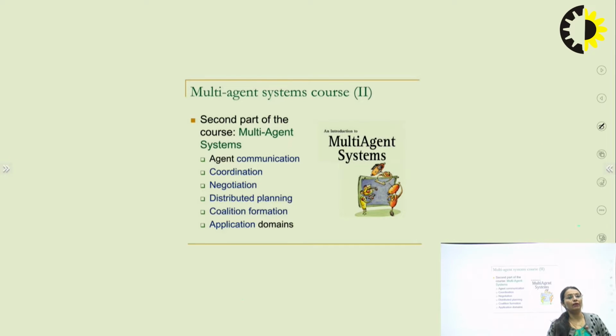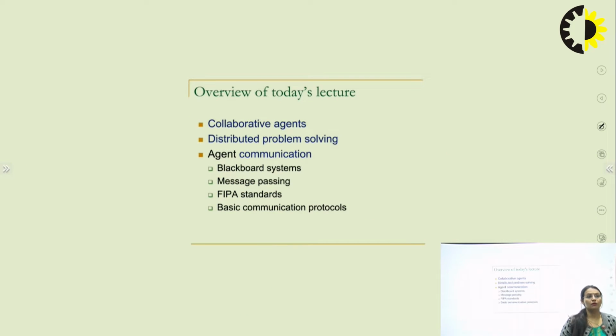And finally the application domain needs to be known prior to going to agent communication. So after knowing all these prerequisite terminologies that I have discussed, my today's lecture overview is about the collaborative agent, distributed problem solving, and agent communication, where agent communication is of two types: blackboard system and message passing, FIPA standards and basic communication protocols. I am going to take up only the blackboard system and message passing today, and I will try to cover the standards and the communication protocols in my next lecture.